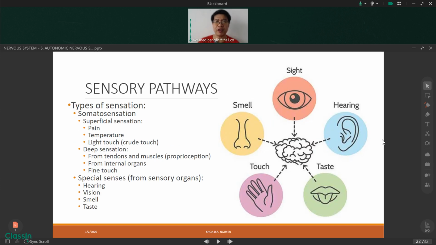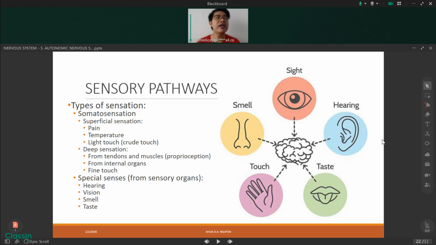So now let's look at sensory pathways first. Sensory, also afferent pathways, really depend on the types of sensation. We'll have different types of sensory pathways. So first off, let's see how many sensations we have. Number one, you have the somatosensation. Somatosensation is a sensation that we feel throughout the body. It's not special. Throughout your body, you can feel somatosensation. It can be something like, for example, you feel a pinprick on the tip of your finger. That is a somatosensation.